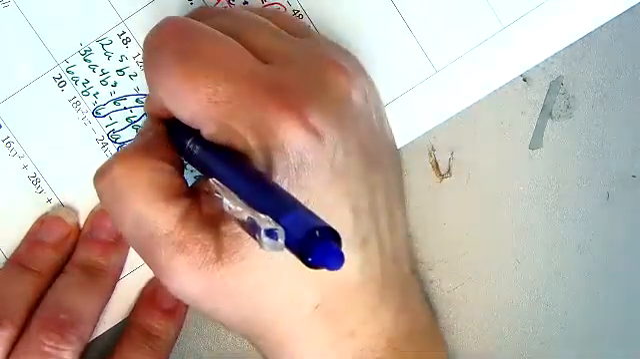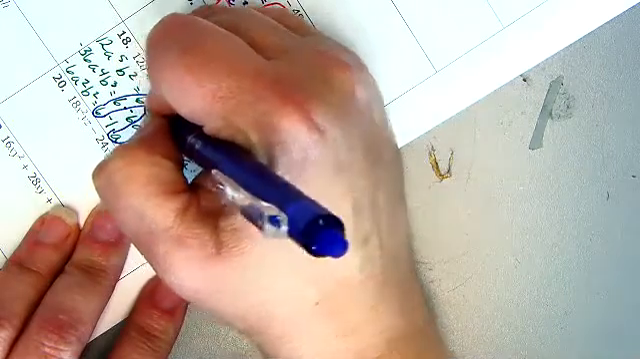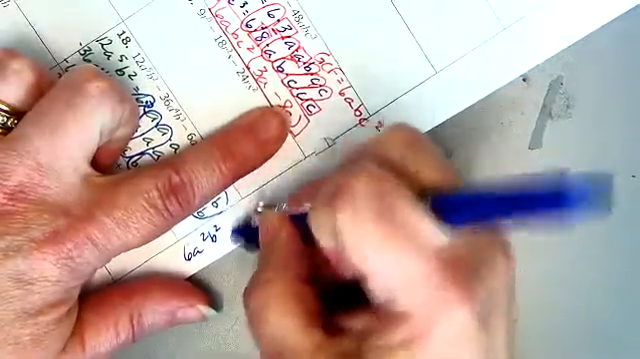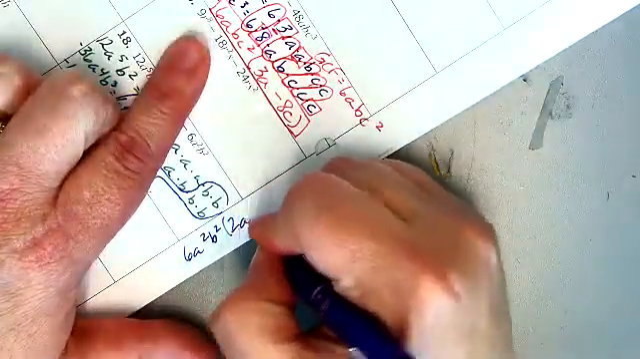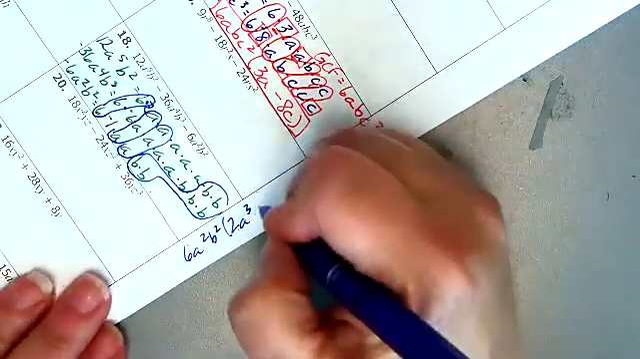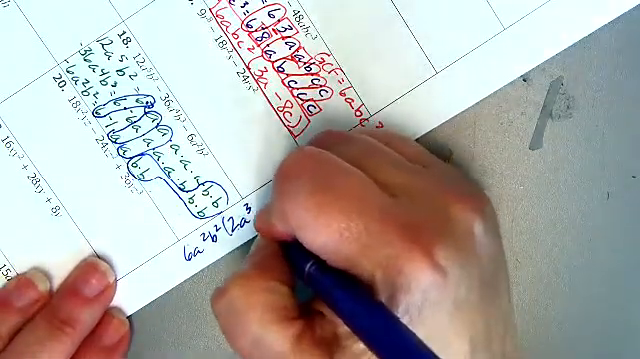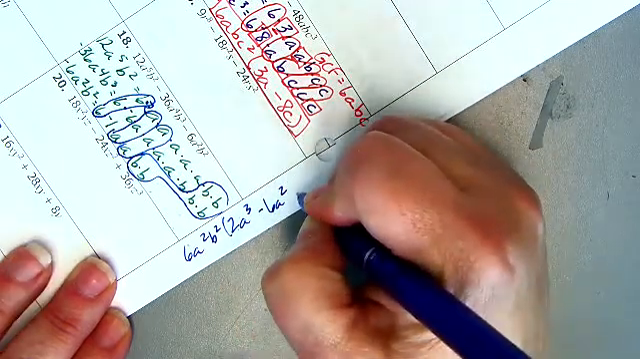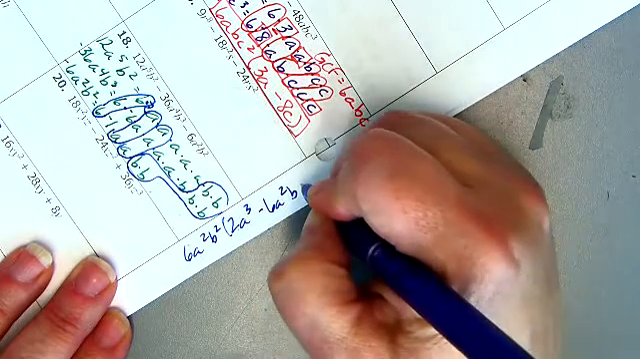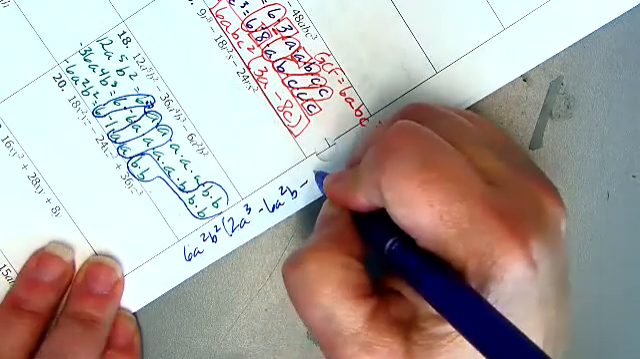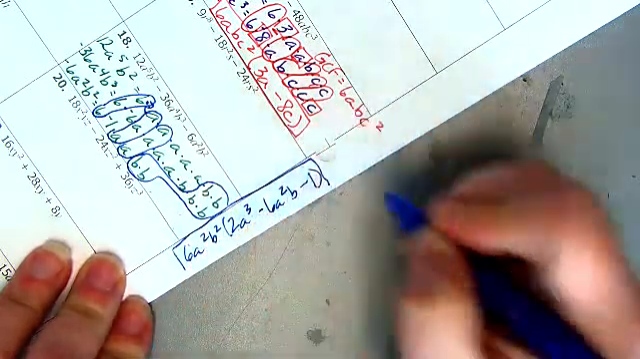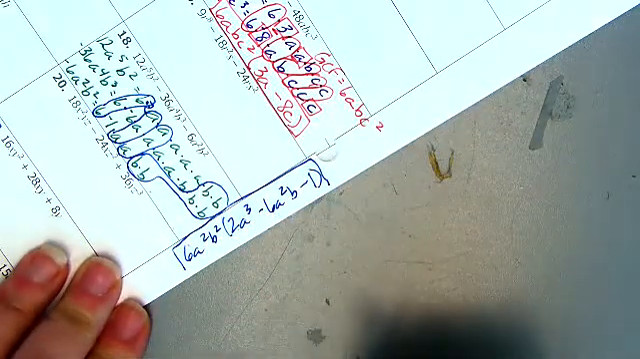Oh, I forgot the 2. I knew there was something wrong up here because it's times 2. So we have, that's 2A to the 3rd. 2A to the 3rd minus 6A squared B minus 1. And this is the final factored form for number 18.